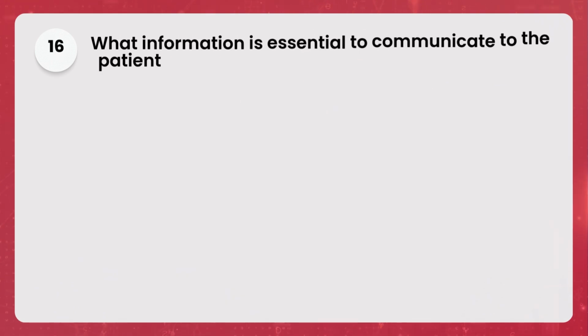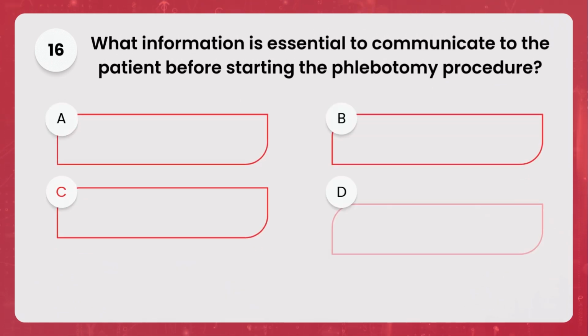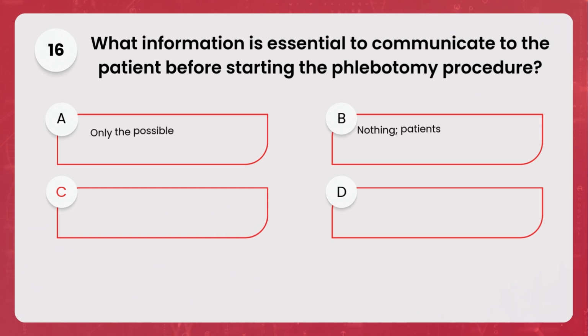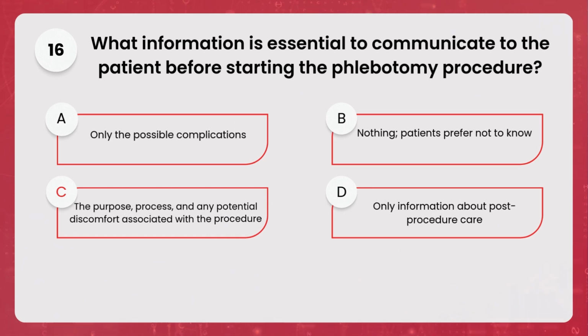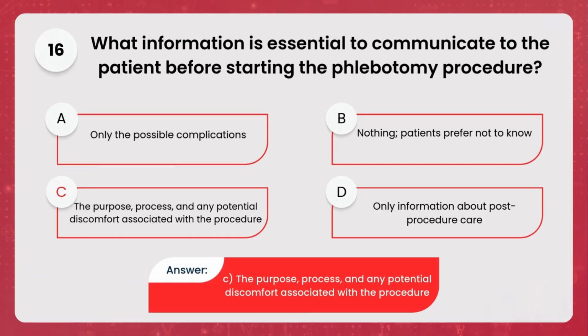Number 16. What information is essential to communicate to the patient before starting the phlebotomy procedure? A. Only the possible complications. B. Nothing. Patients prefer not to know. C. The purpose, process, and any potential discomfort associated with the procedure. Or D. Only information about the post-procedure care. The answer is C. The purpose, process, and any potential discomfort associated with the procedure.